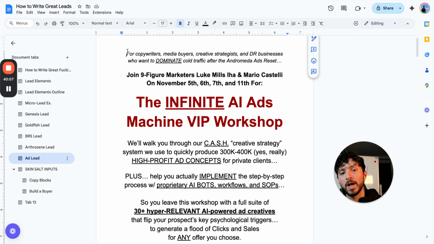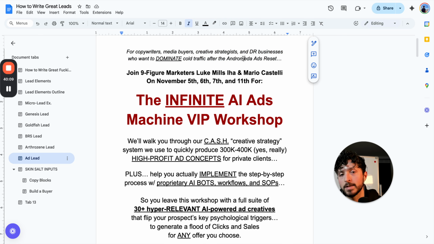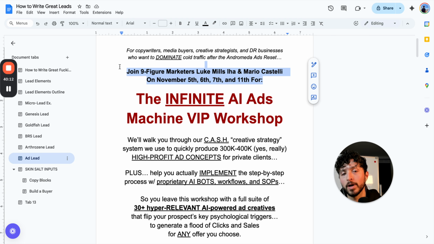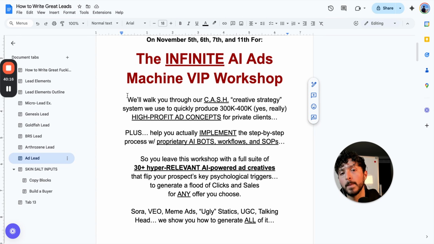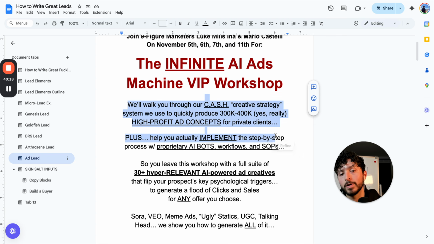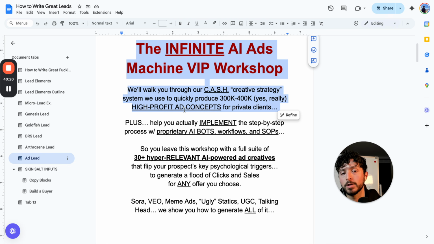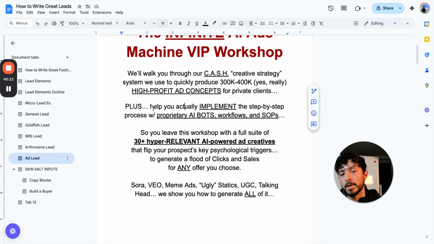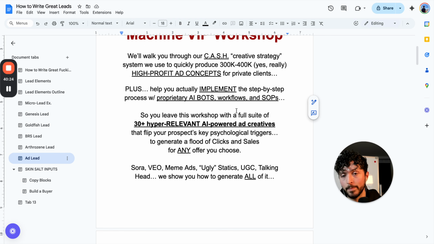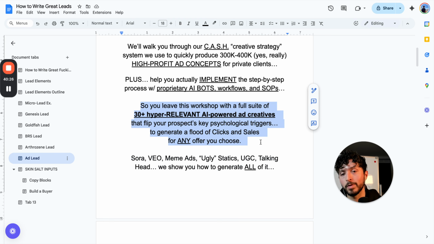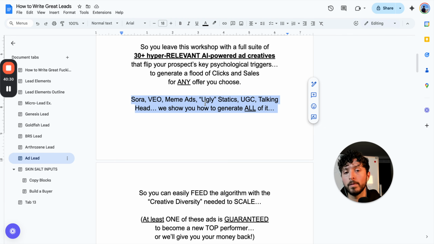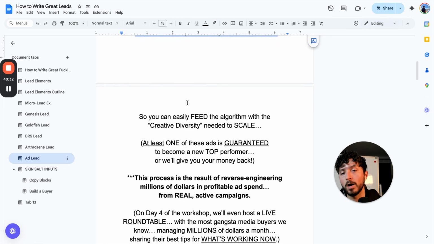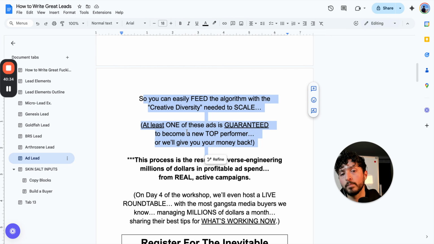So let's look. For copywriters, media buyers, creative strategists, and DR businesses who want to dominate cold traffic, join nine-figure marketers Luke Mills, Ehat, and Mario Castelli, the Infinite AI Ads Machine VIP Workshop. Okay, we'll walk you through our cash creative strategy system we use to quickly produce 300 to 400,000 high-profit ad concepts. Plus, we'll actually help you implement the step-by-step. So you leave this workshop with a full suite of 30-plus hyper-relevant AI-powered creatives. Sora, VO, meme ads. We show you how to generate all of it so you can easily feed the algorithm with the creative diversity at scale.